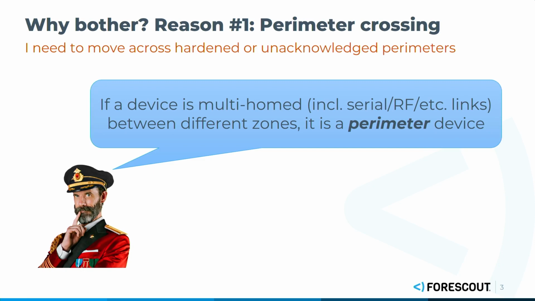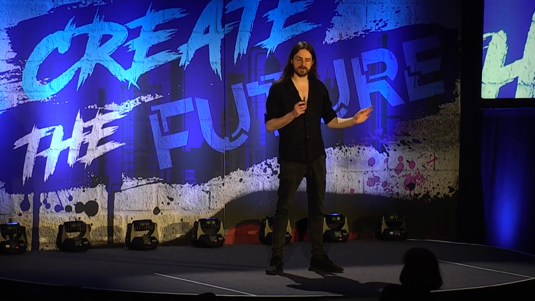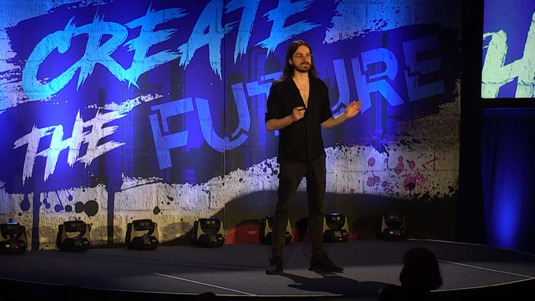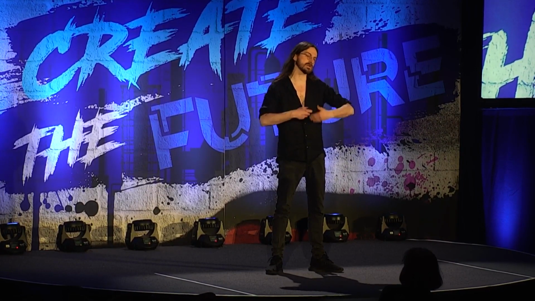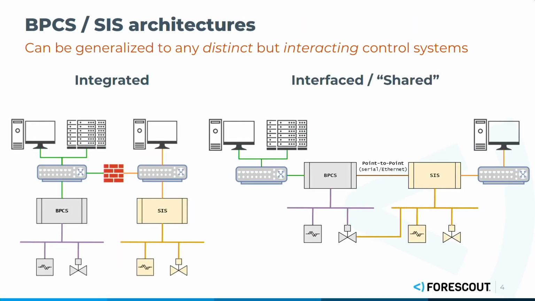Why care about this? Well, because I might want to cross certain security perimeters that do exist at these levels. After all, if a device is multi-homed between different zones with different security profiles, it is a perimeter device, and it should be hardened accordingly, in the same way that you would harden a workstation that sits between different security segments. One example of this is something you can find in the interaction between the basic process control system and safety instrumented system architectures. Obviously, this can be generalized to any set of distinct but interacting control systems, but we take the BPCS SIS interfacing as an example.